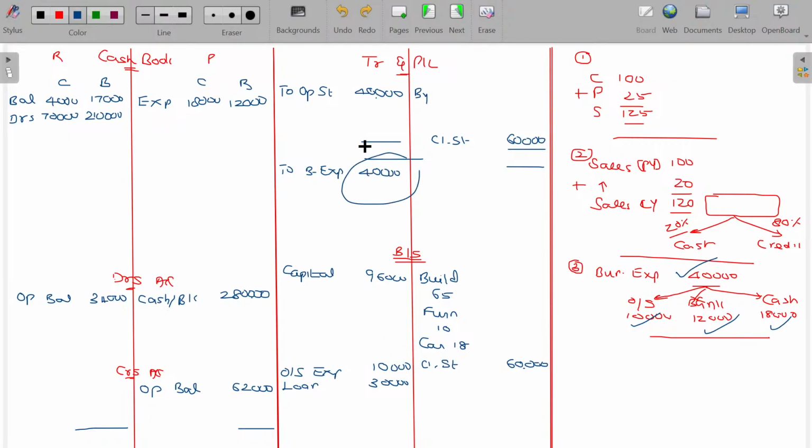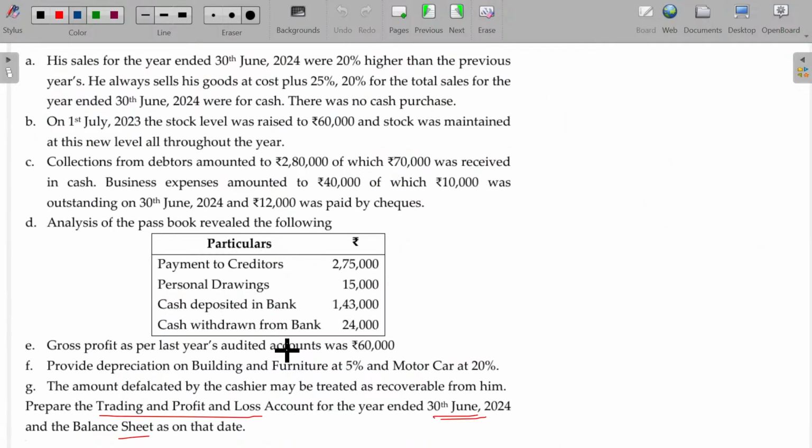So in the debit side of the P&L account, 40,000 is posted, and the equivalent credit side value should be there, right? In the cash book we have posted 18 plus 12, 30, on the credit side. Apart from that, the liability side is equal to what? Credit side only. So a total of 40,000 is posted on the credit side also. You can do the cross verification so that you will not make any error. Now, point D, analysis of the passbook.